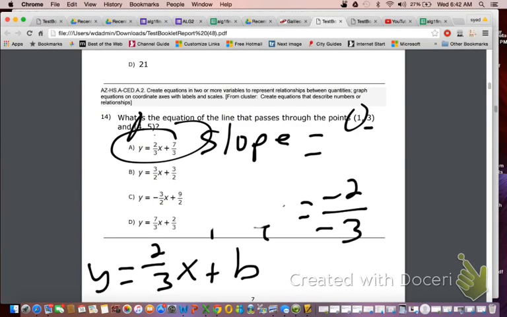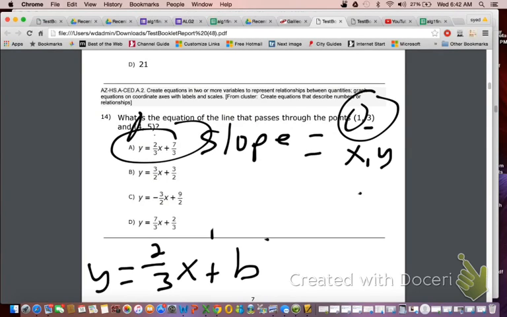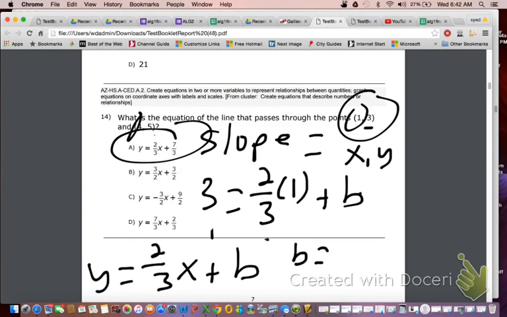After this, how do you find the b? You have to substitute. So I'm going to use this point, 1, 3. So 3 equals 2/3 times 1 plus b. So b equals 3 minus 2/3. B has to be 2 1/3. So y equals 2/3 x plus 2 1/3. Yeah, that's what we got for A. Okay.